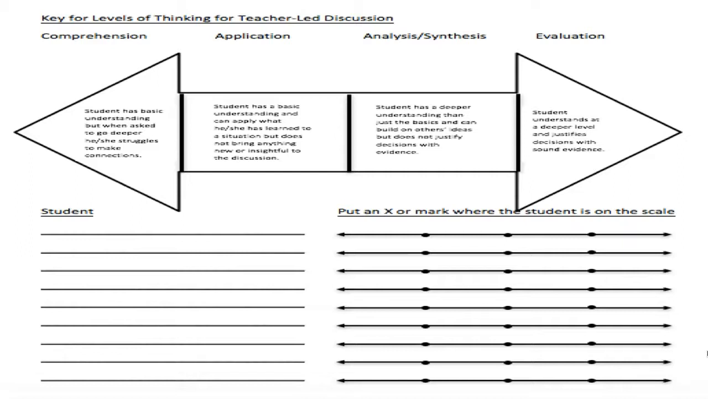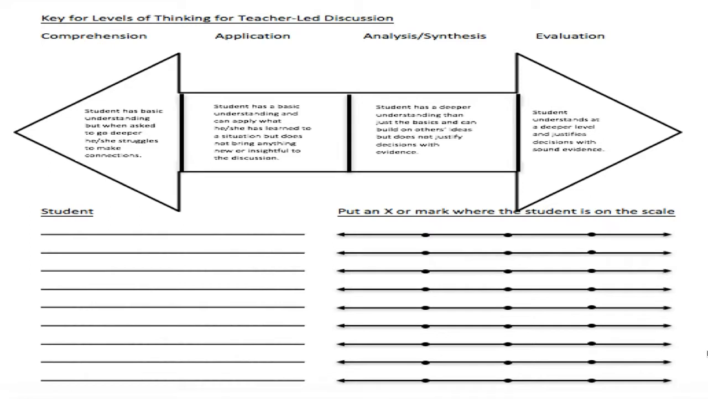So in this, I have the scale: comprehension, application, analysis, and evaluation, where students are. And then you would put an X where you see students at. So you put a student's name there, and let's say that they have demonstrated a deeper understanding than just the basics. Then you would mark that in the analysis synthesis section of this scale.